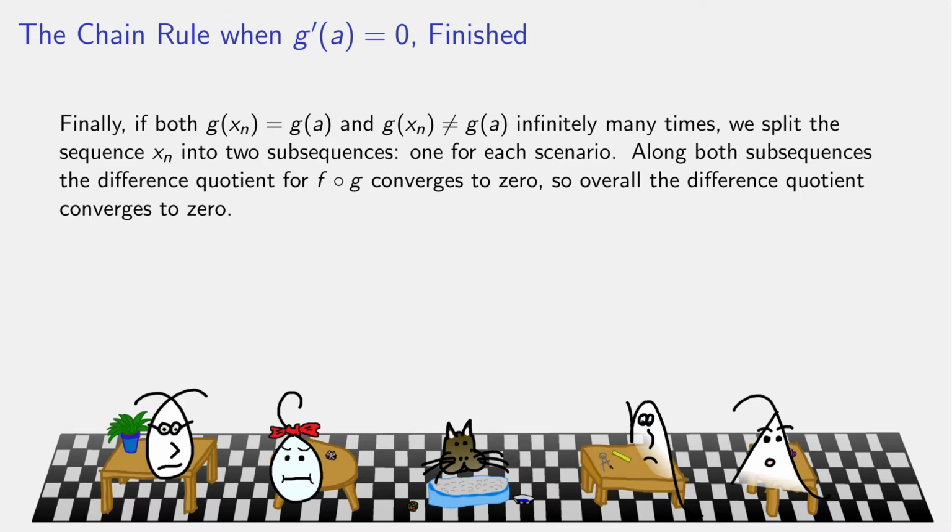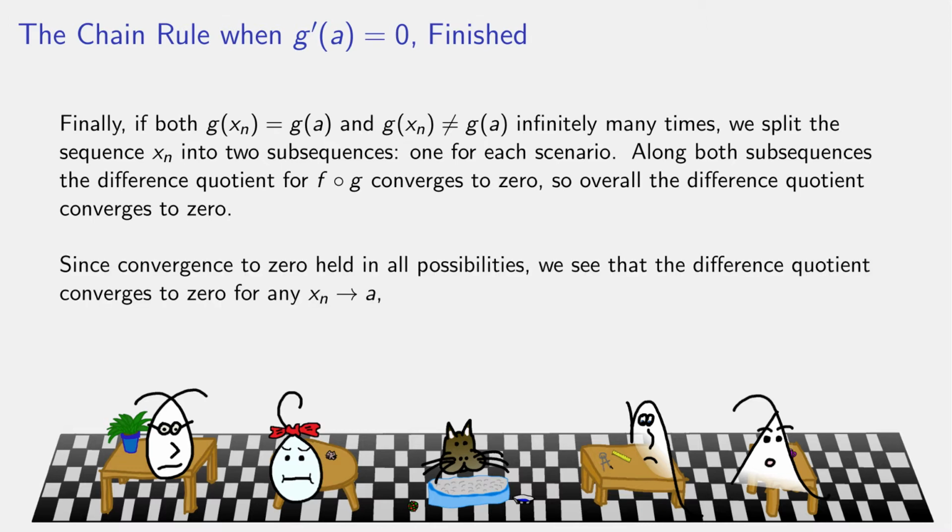When we compute that difference quotient, f of g of xn minus f of g of a over xn minus a, on the subsequence where g of xn equals g of a, you get limit 0. On the subsequence where g of xn doesn't equal g of a, you also get 0. So overall, you must get 0. So in the case where both things happen infinitely many times, you just split it up into the two subsequences and then glue them back together in a sense.